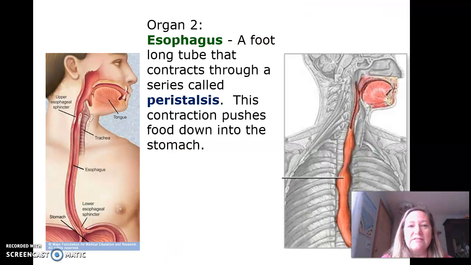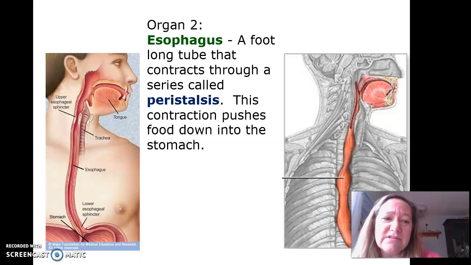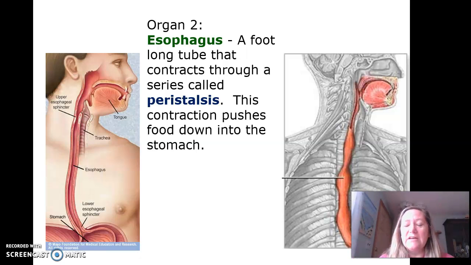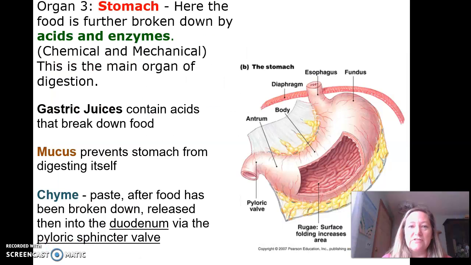The esophagus, that's organ 2. It's a foot-long tube. It contracts through a series of contractions called peristalsis. The contractions push the food down into the stomach. So all along the esophagus, you have muscles, and those muscles are bringing the food to the stomach in a series of contractions called peristalsis. So even if you're doing a handstand, the food can still go down through these contractions.